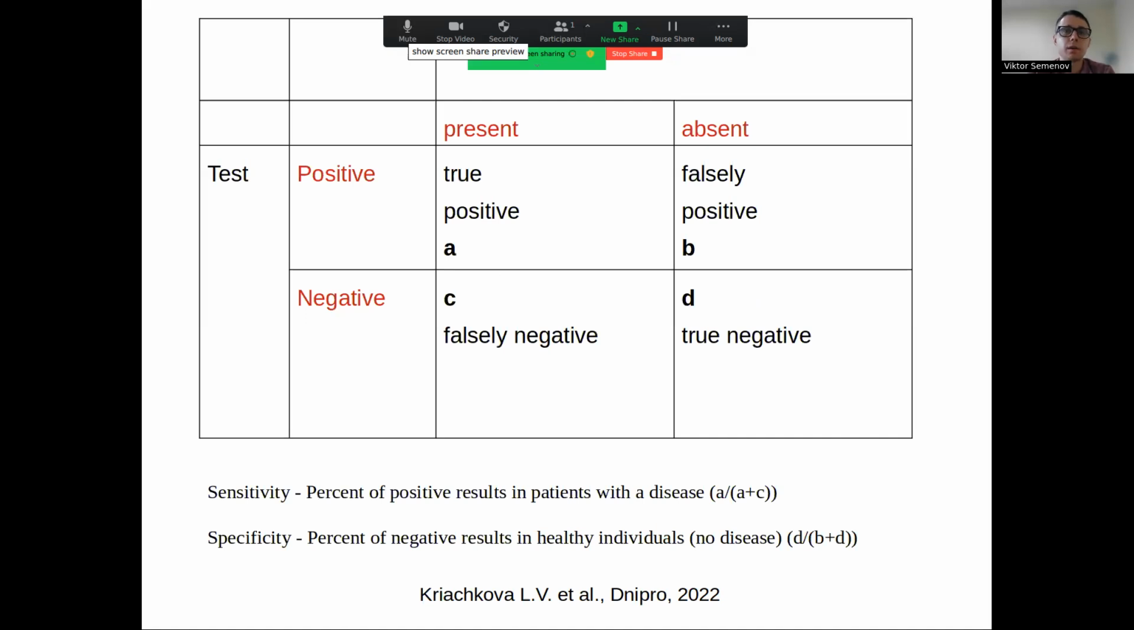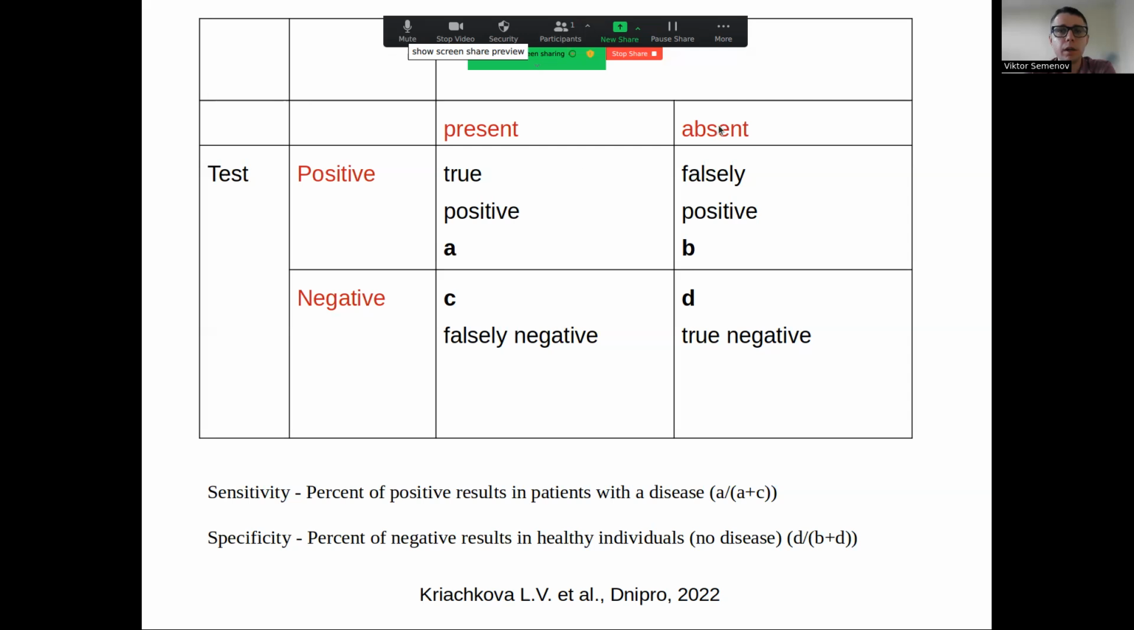So let's say that we have some pool of people. Some of them have the disease, some of them don't, and these people were tested using some investigation. For some people, the result was positive, and for some people, the result was negative. In case a person has the disease and the result is positive, we call this a true positive result. So there is a disease and the result is positive. The test confirms the existing disease, true positive.